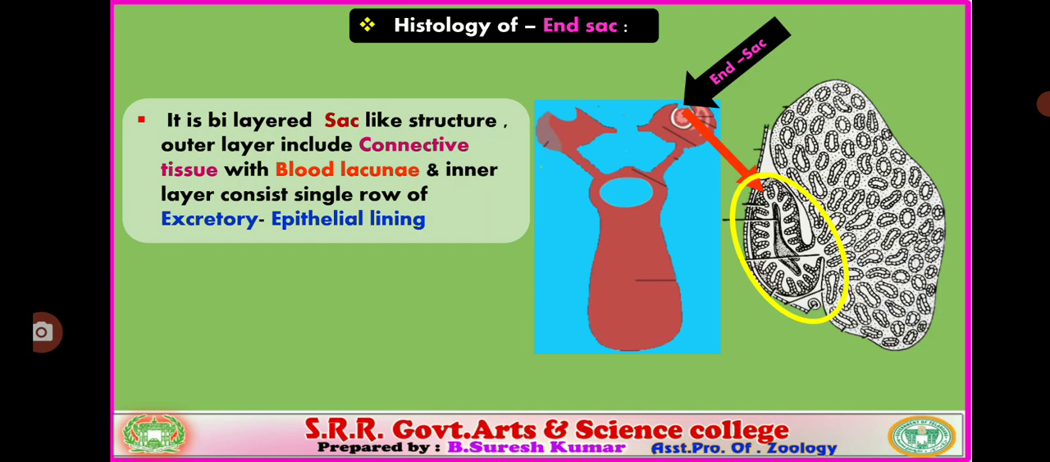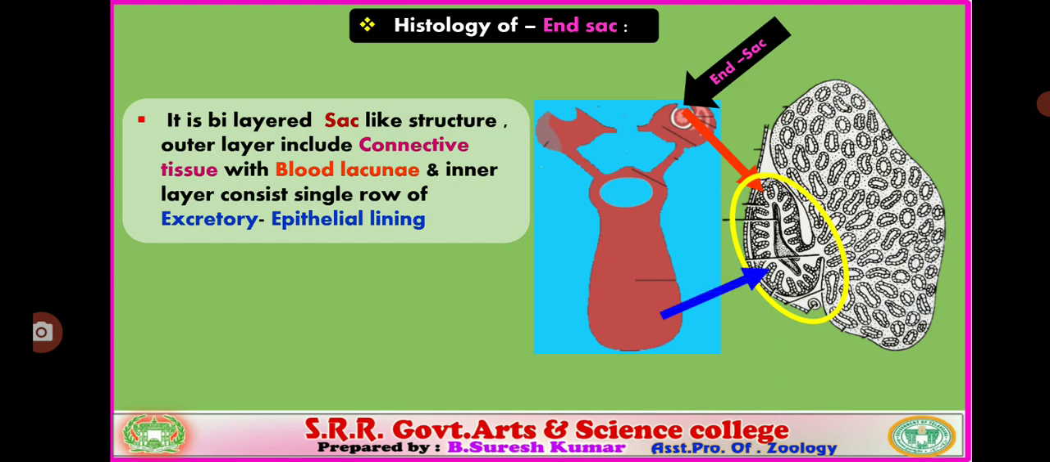So the outer layer of the end sac includes connective tissue along with blood lacunae, and the inner layer consists of a single row of excretory epithelial lining. Now you observe the histology of the end sac. You observe the section of the end sac. Inside the section, you observe the outer layer is present and the inner layer is present. The outer layer, it is a bilayered sac, so the outer layer is exclusively a connective tissue layer. In this layer, we find blood lacunae, blood-filled spaces.